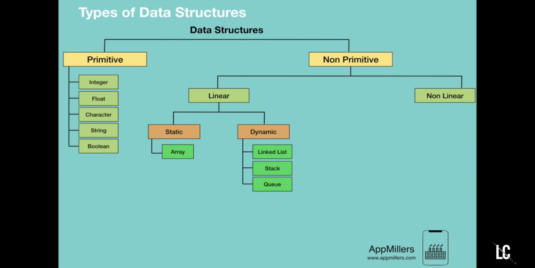However, when it comes to nonlinear data structures, a data item is connected to several other items. They are not organized sequentially. Here it's possible for a data item to be connected with more than one data item. Graph and tree data structures are nonlinear data structures.